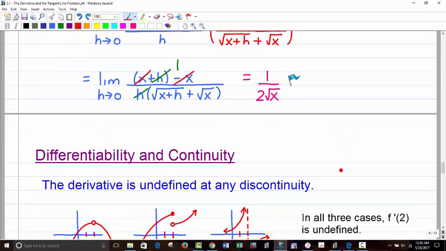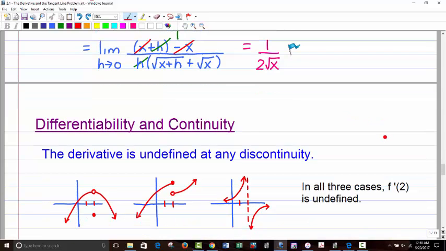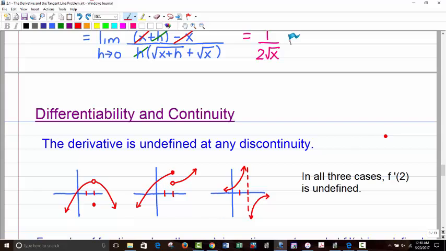Differentiability and continuity. Let's see how they relate together. So first thing is the derivative is absolutely undefined at any discontinuity, like the example before the last one, the one that had that vertical asymptote. Anywhere there's a hole or the graph separates, f prime of 2 would be undefined. You could try to draw a tangent line there, but you can't. You can't have a tangent line at a hole.